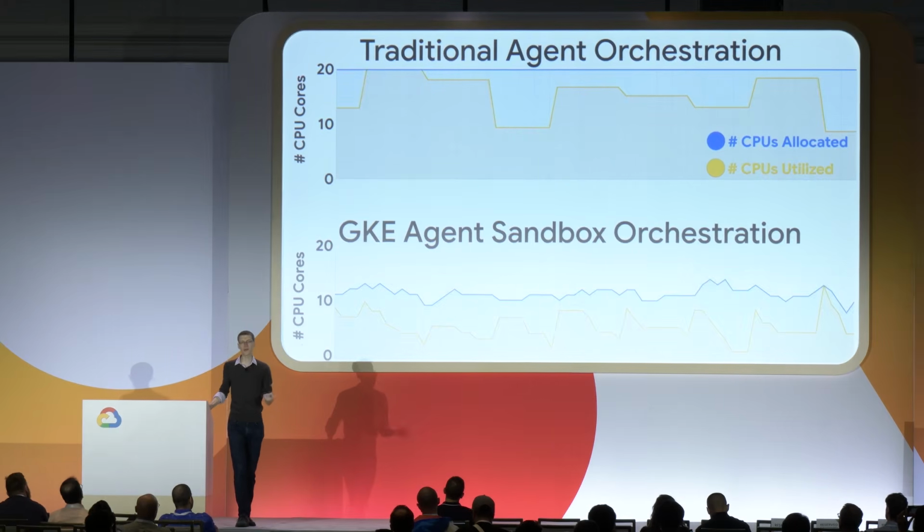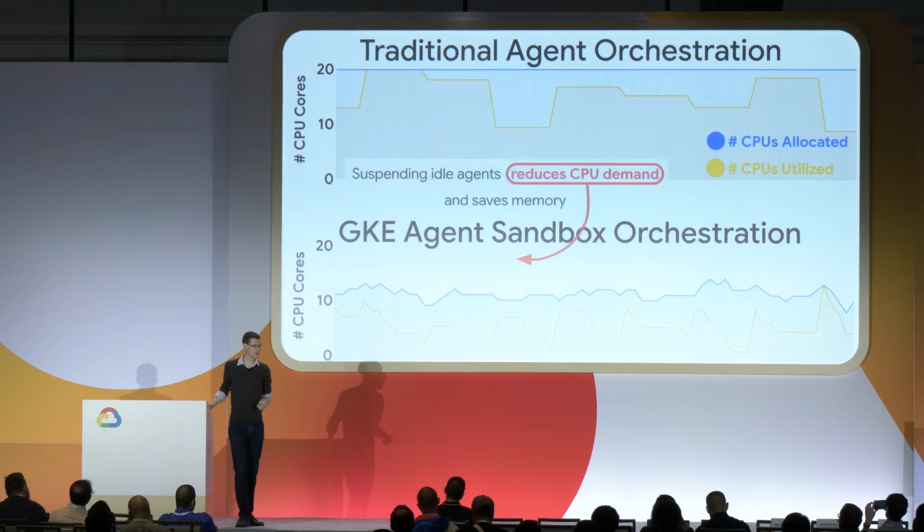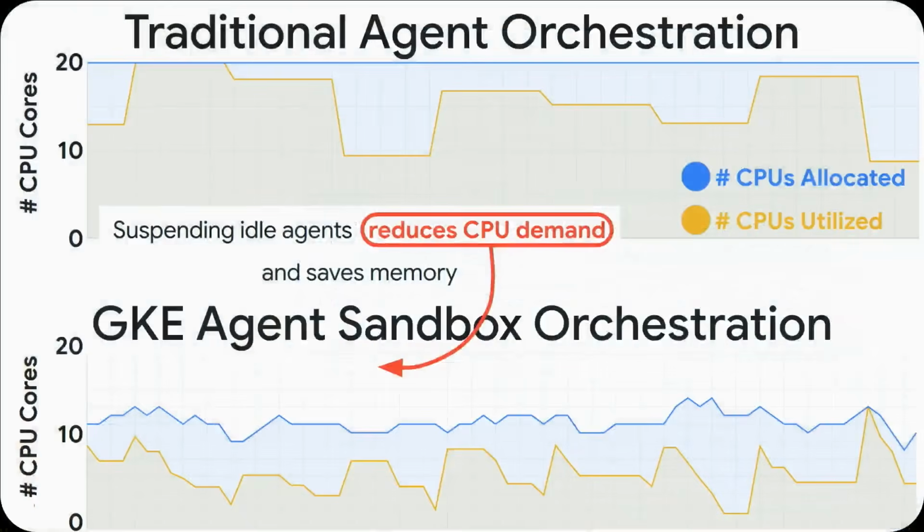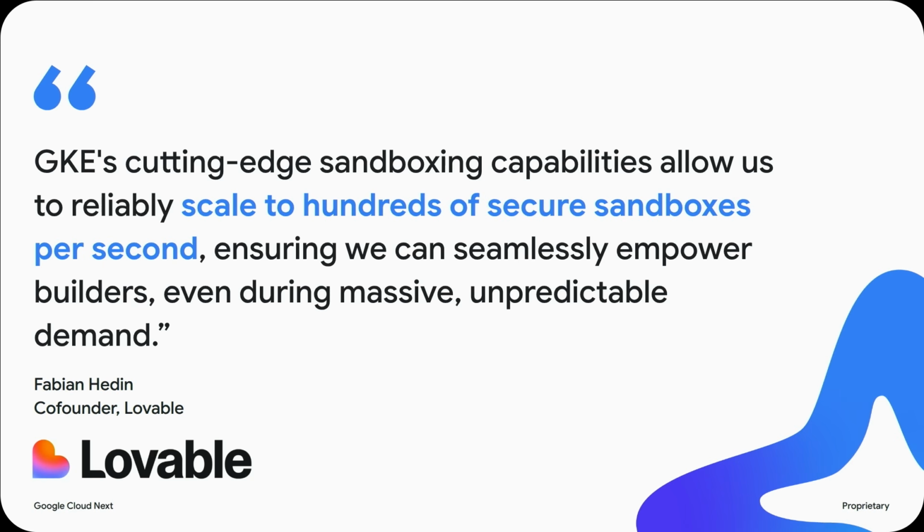We then reran the exact same benchmarks using GKE Agent Sandbox. And what you'll notice here is that by suspending idle agents, we are able to substantially reduce CPU demand. The blue line is way lower down. You now have a lot of white space above there. And so that reduced CPU demand saves you a lot of money, and in capacity-constrained environments, allows your agents to continue operating. And this also frees up substantial memory for you, in addition to freeing up CPU.